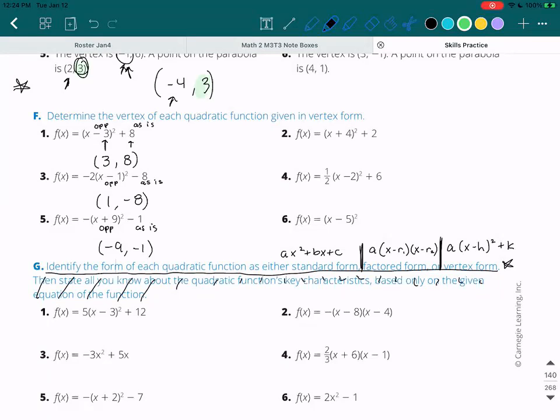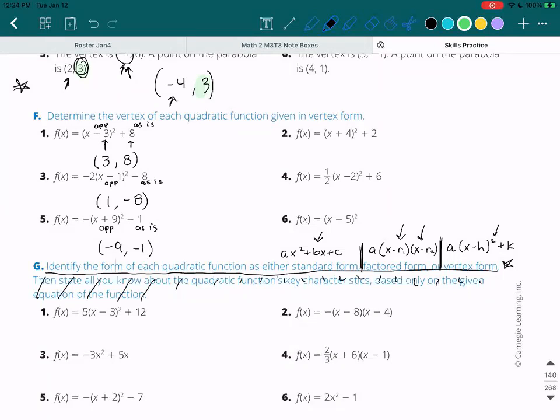Okay, so the way I would look at it is if it has a lot of parentheses, then it would be factored form. Notice that there's 2 parentheses pieces. That will tell me it's in factored form. If you see the parentheses being squared, that will tell me it's in vertex form. And then if you don't see any parentheses at all, then it's in standard form. That's how I would look at it.